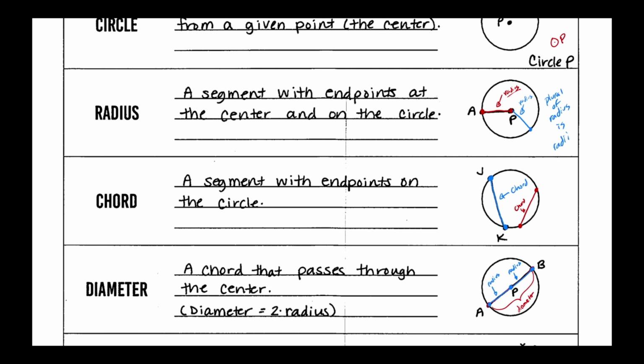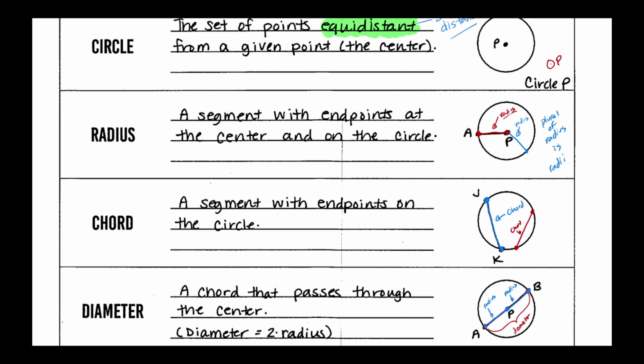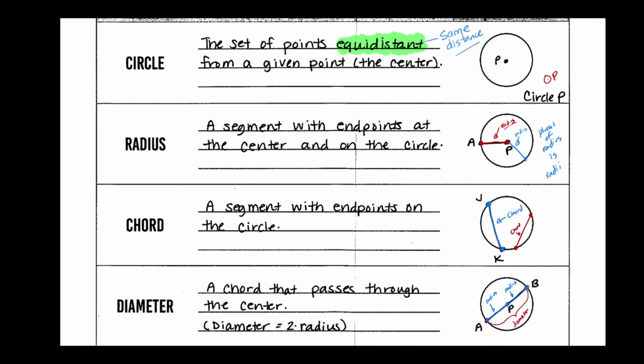All right, are there any questions so far? Any questions so far on circle, radius, chord, diameter? Okay, I'll keep it here for a second for you to copy or for you to ask me any questions if you're confused. But this is pretty basic stuff.